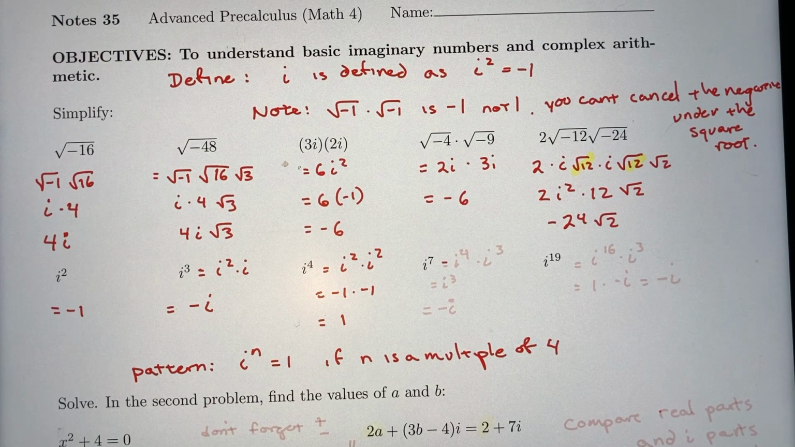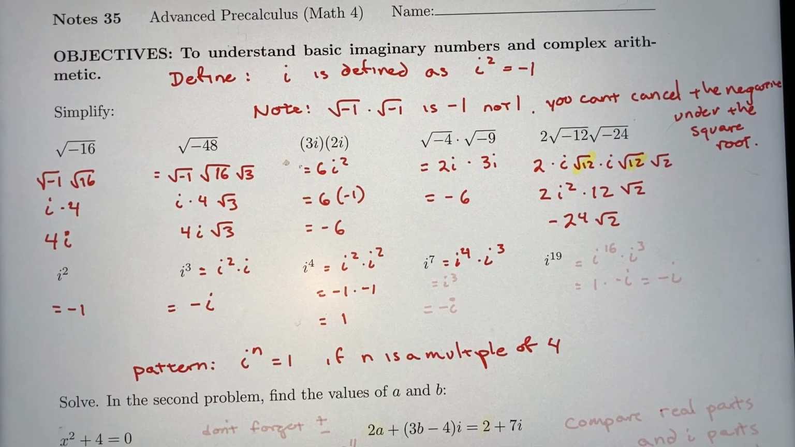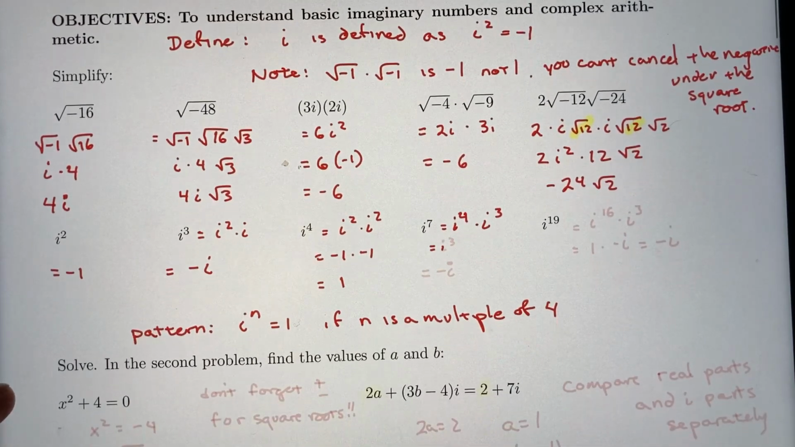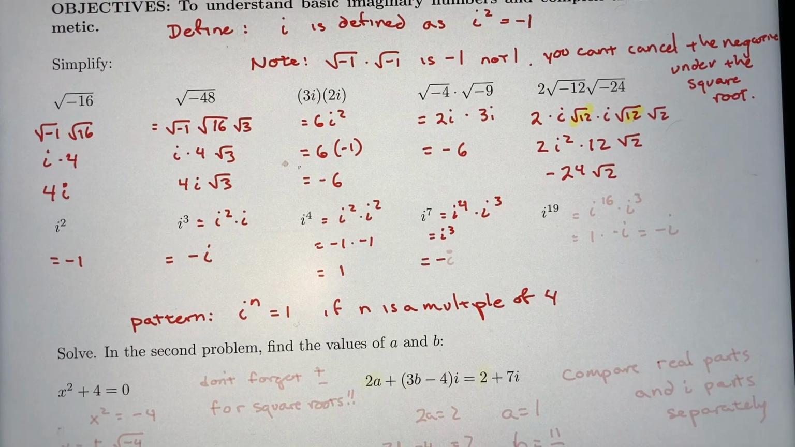So a cute trick, we just pull out i to the 4th, and then we only have to know what is i to the 1, 2, and 3. So i to the 4th is 1, so this is the same as i to the 3rd, which is negative i. Nearest multiple of 4 for this is 16. So this will also be negative i.